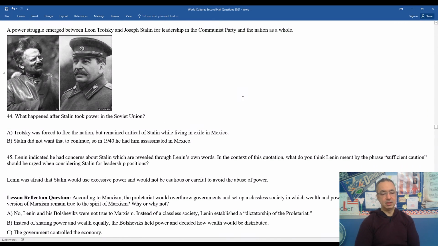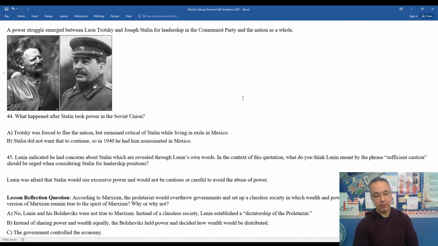45, Lenin, before his death, indicated he had concerns about Stalin, which were revealed in Lenin's own words. Lenin said, and here's the phrase from Lenin: sufficient caution should be urged when considering Stalin for leadership positions. So that was the final message of Lenin to the Soviet people. Lenin was afraid that Stalin would use excessive power, which indeed he would, and would not be cautious or careful to avoid the abuse of power. And of course, Stalin was a tyrant.